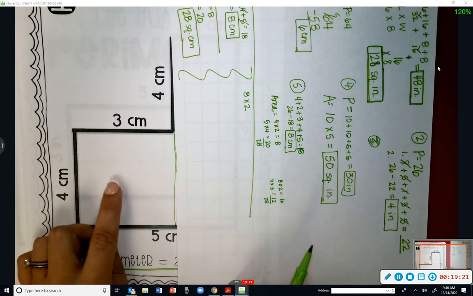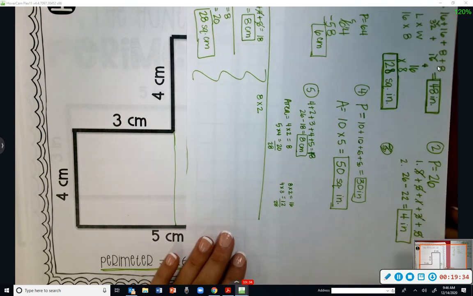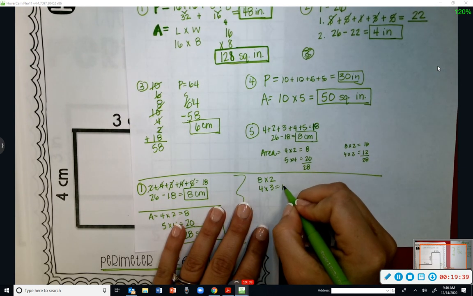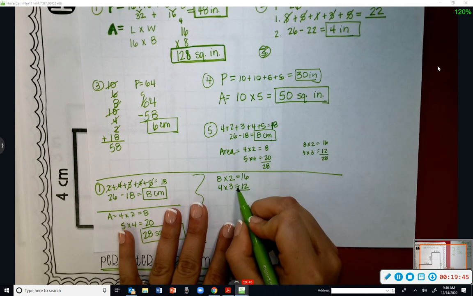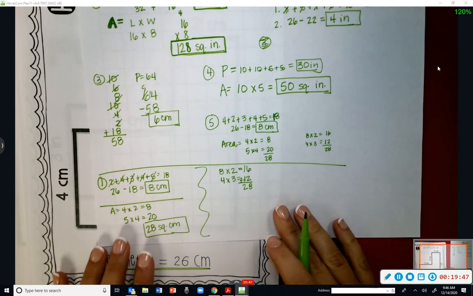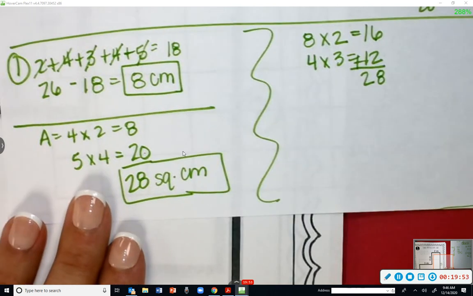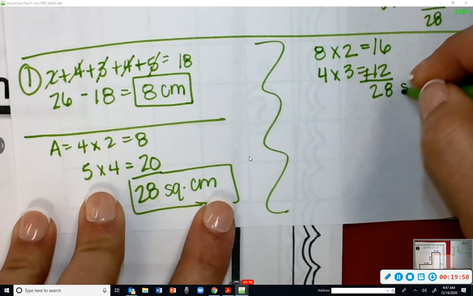How would I find the area of this piece? We multiply 4 and what? Multiply 4 and 3. There you go. So 4 times 3 is 12. 8 times 2 is 16. We add those up, and we still get the same answer. Okay? So see, even though I broke it up differently, these two areas still come out to be the same thing.